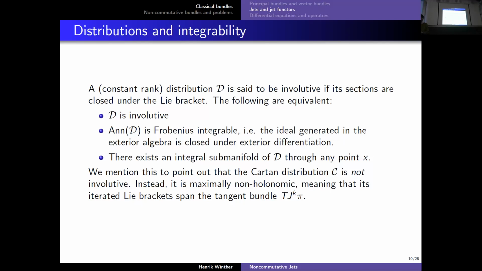That is, the ideal generated in the exterior algebra is a differential ideal. And finally, the one that's usually most important in classical geometry: if you have involutivity, then there exists an integral submanifold. So that's a submanifold such that its tangent space is equal to the distribution at every point of that submanifold. And for each point, you get a locally unique submanifold passing through it, and it just foliates your manifold.